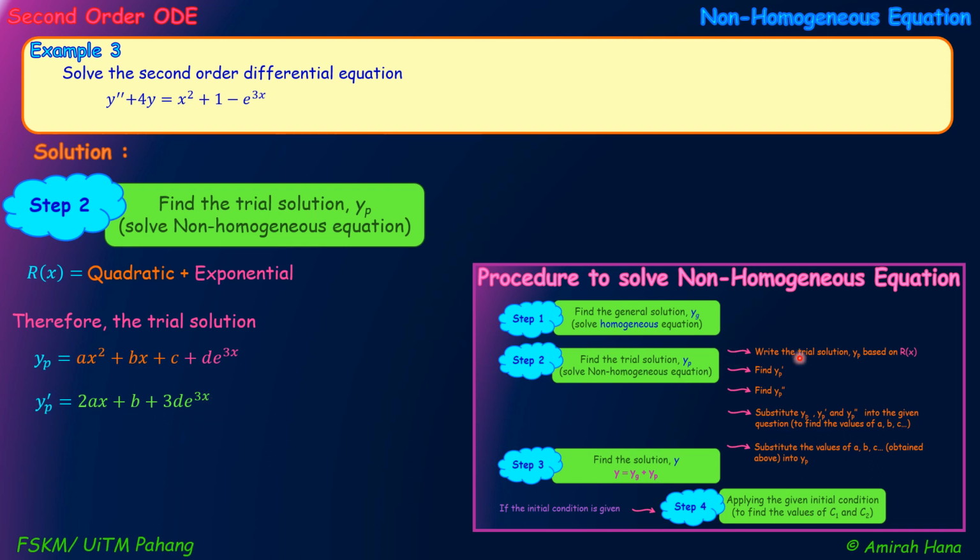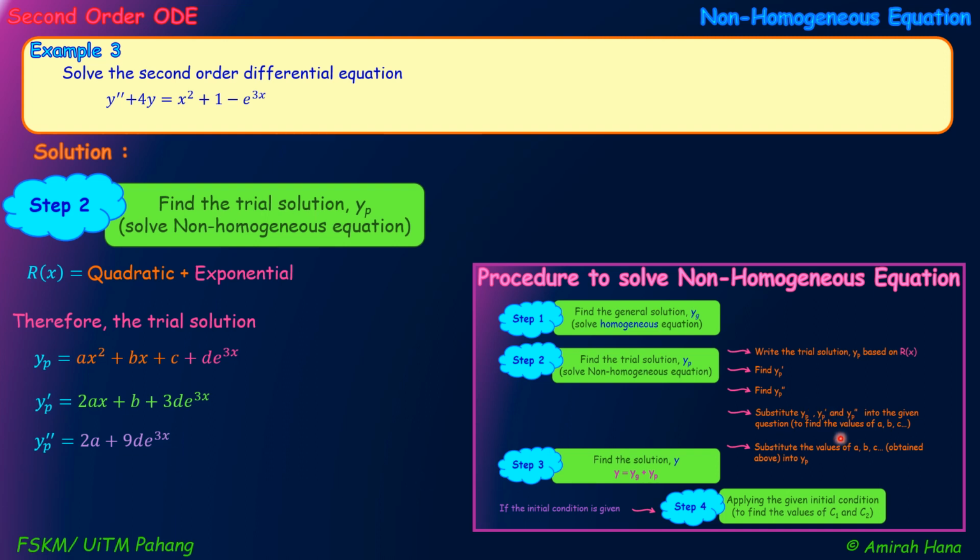After we find yp prime, we need to find yp double prime. So we differentiate from yp prime here. We differentiate 2ax, we get 2a. We differentiate b constant, we get 0, no need to write. And then we still have constant 3d here because this is multiplication between a constant and a function of x, so we just put constant 3d in front. And then we just differentiate e to the power of 3x, so we get e to the power of 3x times 3. And the times 3, we simplify with 3d here, so we get 9d e to the power of 3x.